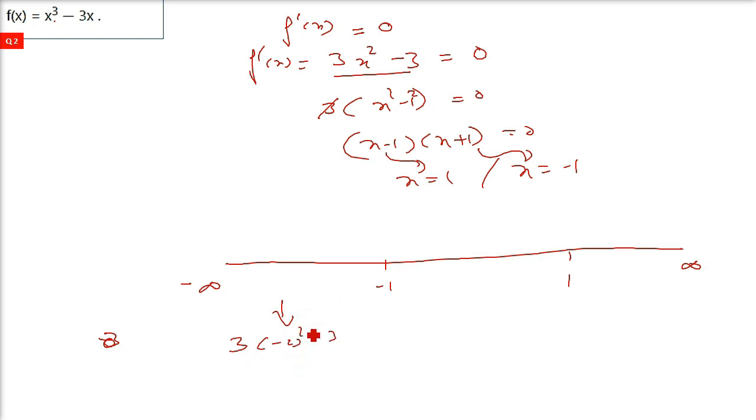So 3 into negative 2 whole square minus 3. Now these values have to be placed in f dash x, not in f x. f x is only the value of y for x. So for the values plus and minus, just take negative 2.